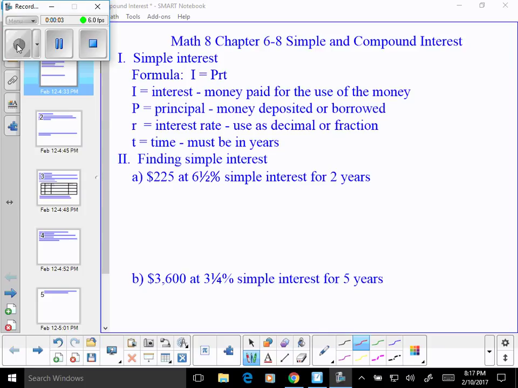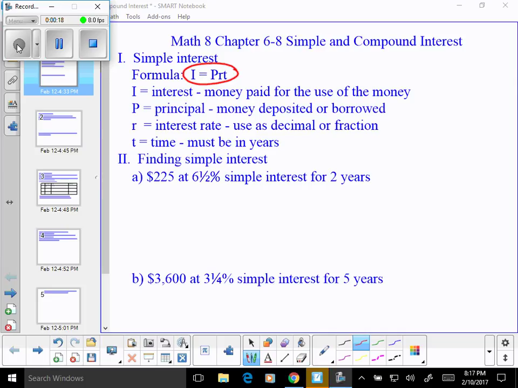Hello class, this is chapter 6-8, part 1 of simple and compound interest. Today we will be dealing with simple interest. The formula is very important to know and learn.